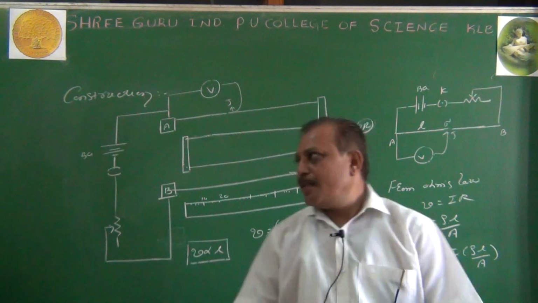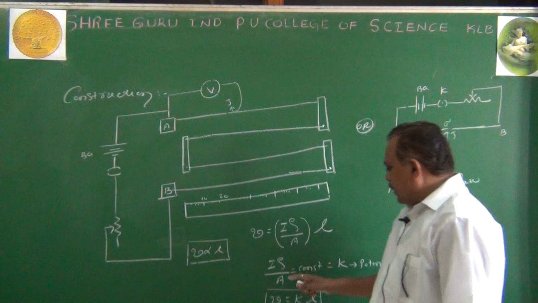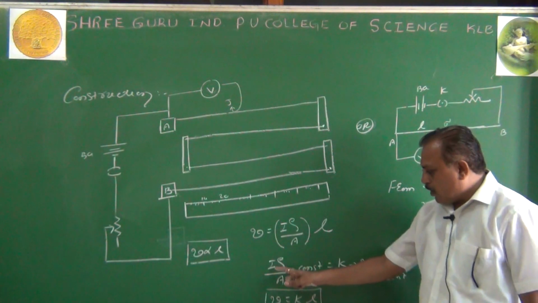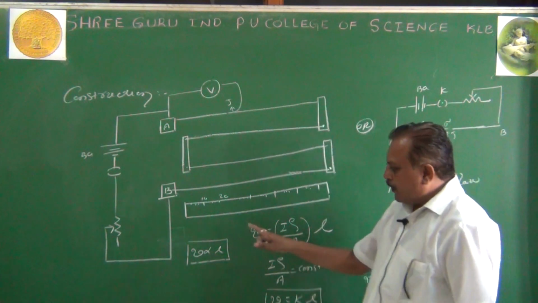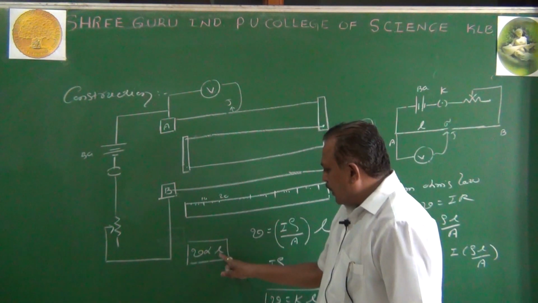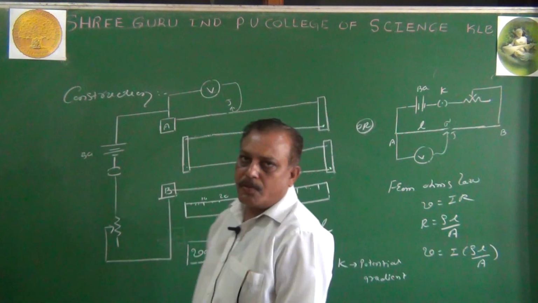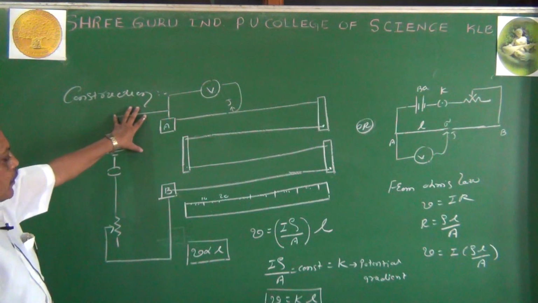So, to have this statement, we come across the equation. By passing the constant current through the wire of uniform cross-section area, the potential difference along the length of the wire is directly proportional to its length. V is directly proportional to L. Now this is our construction and the principle of potentiometer.